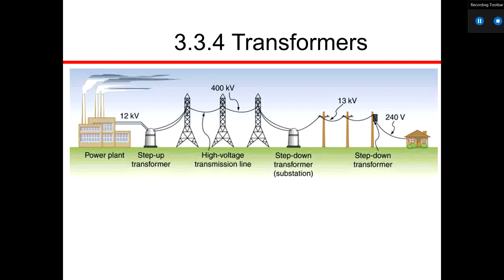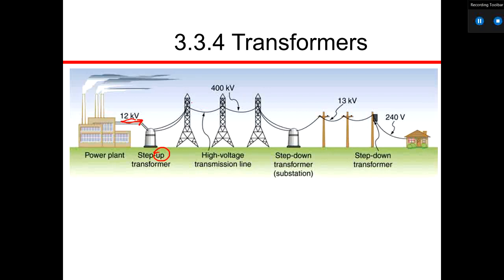So just as an example of how power gets to our homes, we have a power plant. A power plant can produce electricity at around 12 kilovolts. That then comes through the wires in this direction and down into what we call a step-up transformer. Now, a step-up transformer, think the word up, increases the voltage. So it changes the voltage to 400 kilovolts.